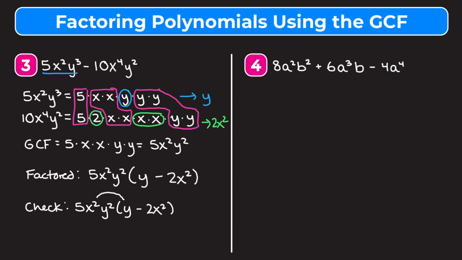5 isn't being multiplied by any number other than 1, so it stays as 5. X squared isn't being multiplied by another x, so it's just x squared. Y squared times y is y to the third.